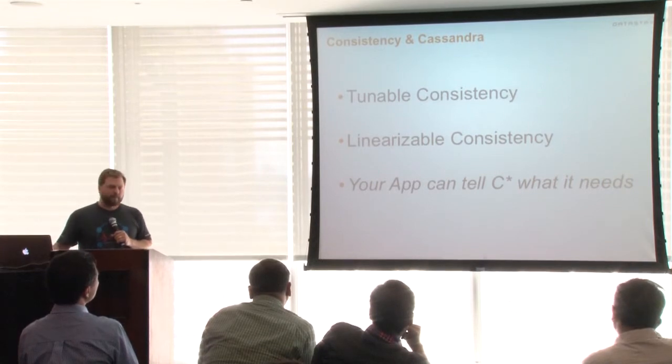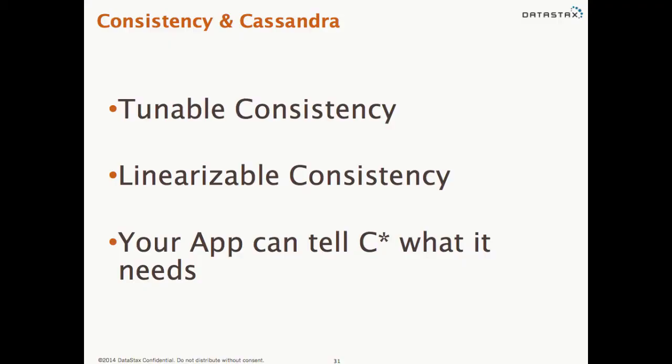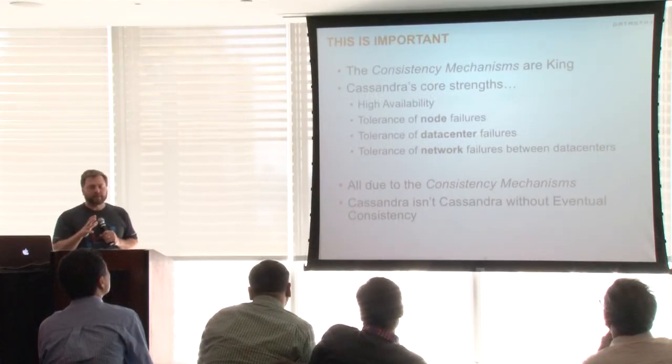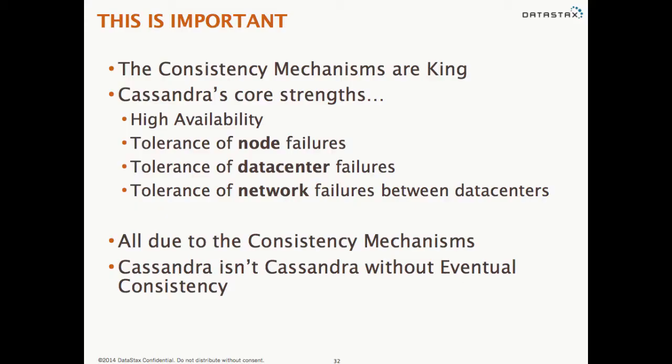So, wrapping up, tunable consistency, linearizable consistency, your application tells Cassandra what it needs. This is really important. The consistency mechanisms in Cassandra make Cassandra what it is. All of her core strengths are dependent on the consistency model. High availability, tolerance of node failures, data center failures, network outages.